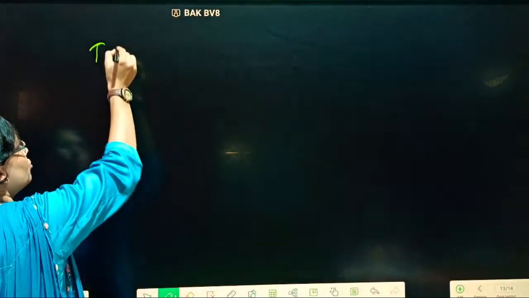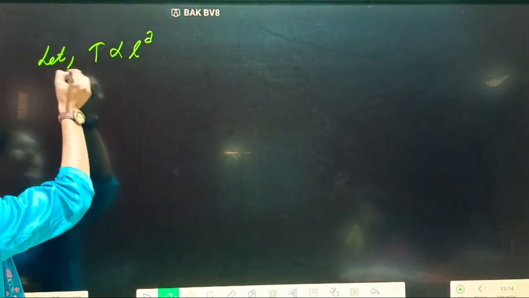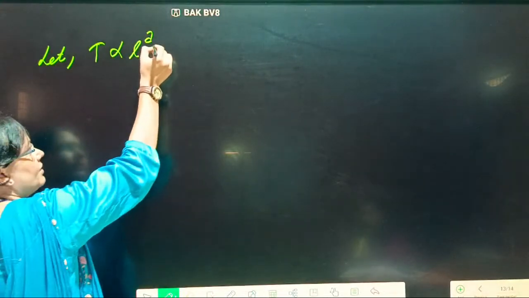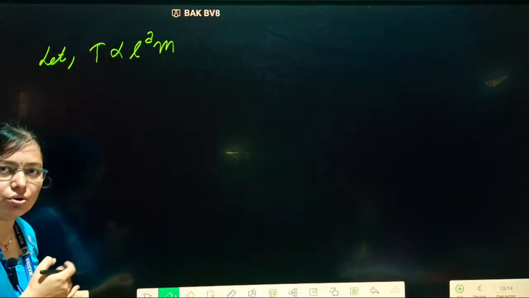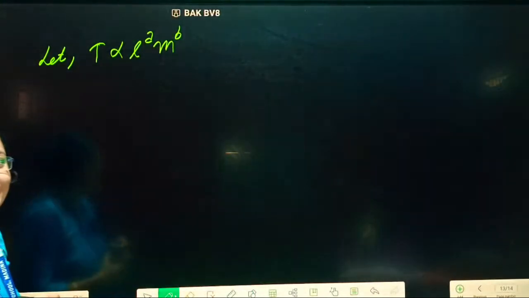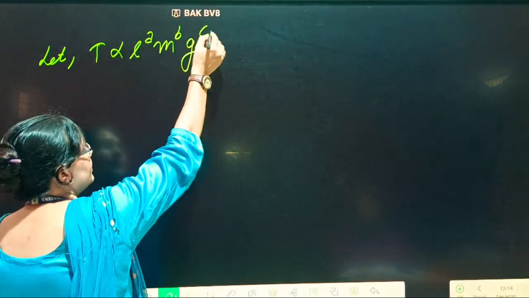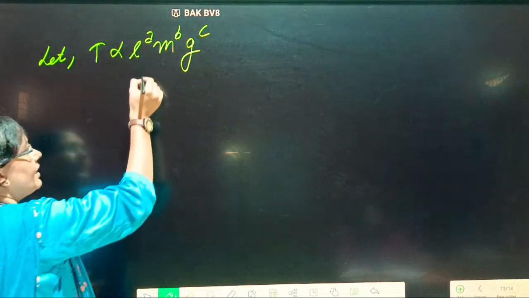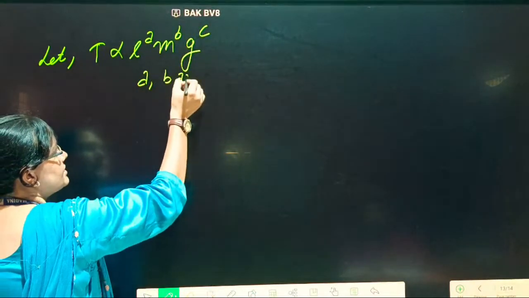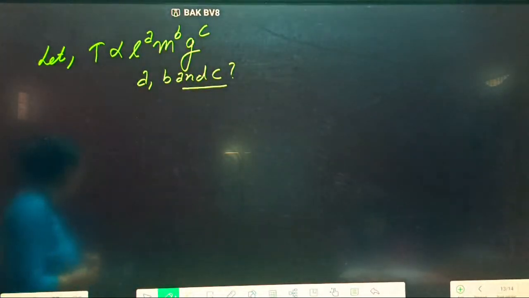We have to find the relation of the time period with our length. Here the length we are taking with power a. Next, it depends upon the mass of the bob, we don't know how, so we take its power as b. Next, it depends upon the acceleration due to gravity, so we have to find that relation with the time period. Here we have to find the values of a, b and c. If we find a, b, c, then we can write the relation of the time period of the pendulum.